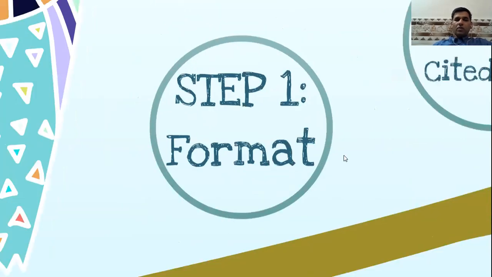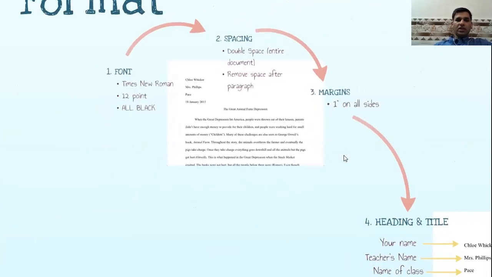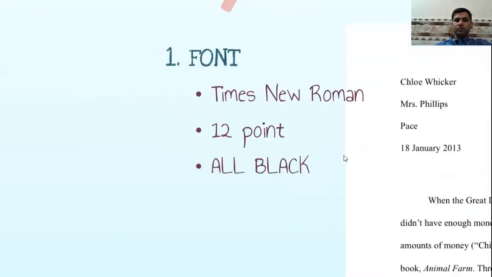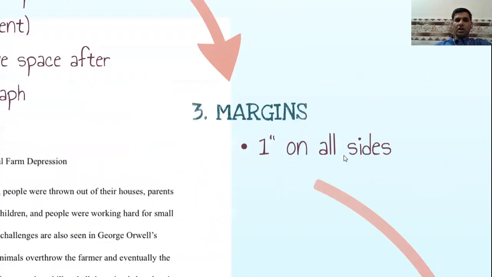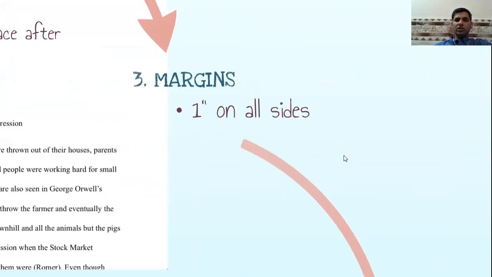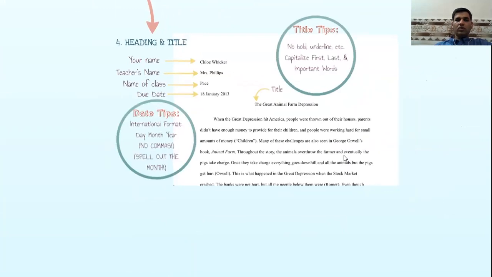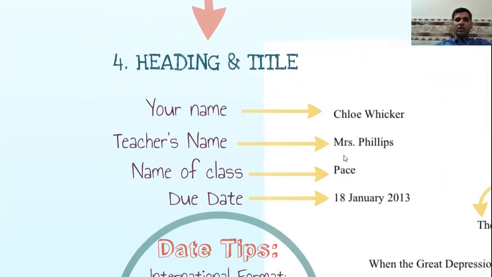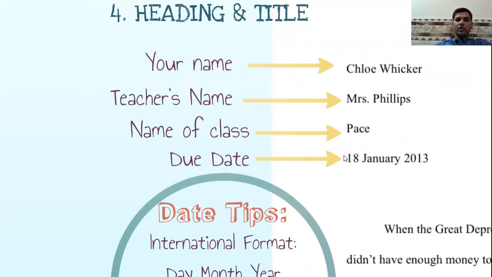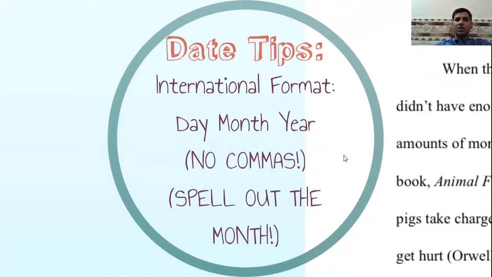Step one, format. In format, it's about font, which is Times New Roman, 12 point, all black, double spacing the document, remove space after paragraph, and margin of 1 inch on all sides. Then moving on to number 4, heading and title. Your name will come at the top, then your teacher's name, then name of class, and then due date. After these four things, you move on to date tips. In international format, it is day, month, year, no commas, and spell out the month.